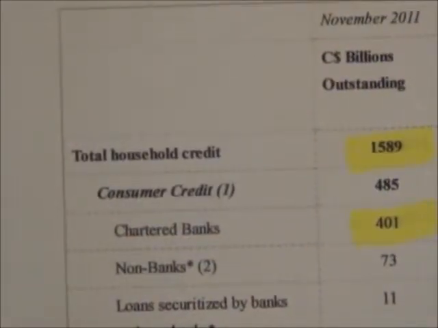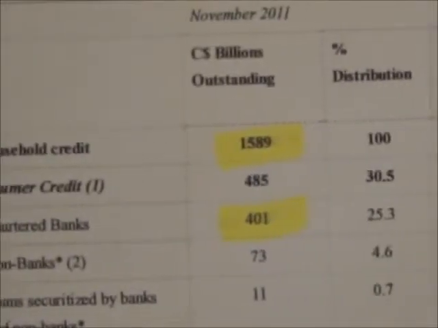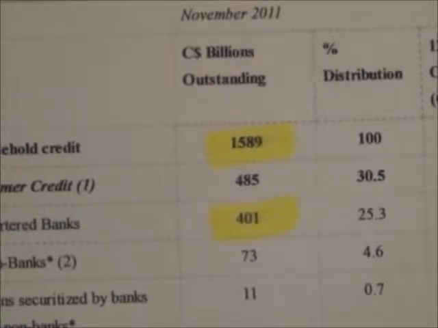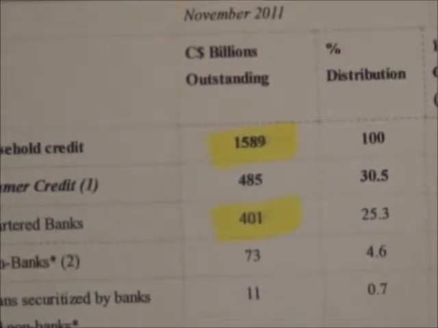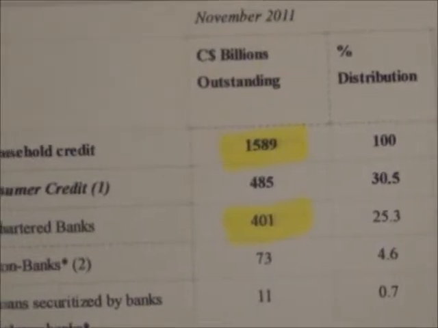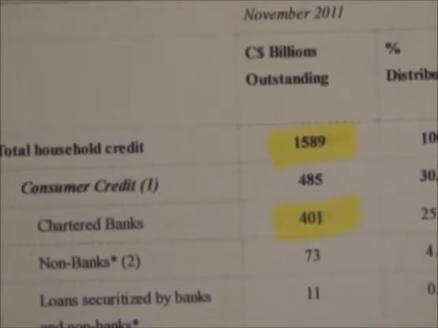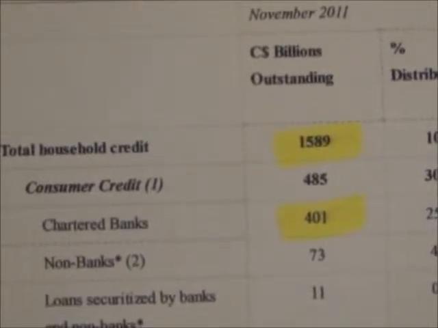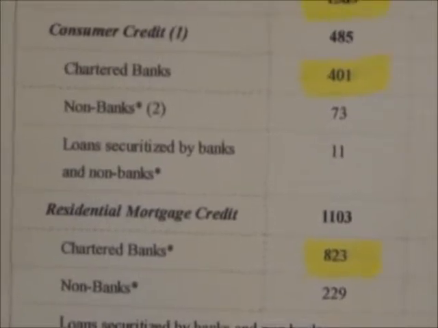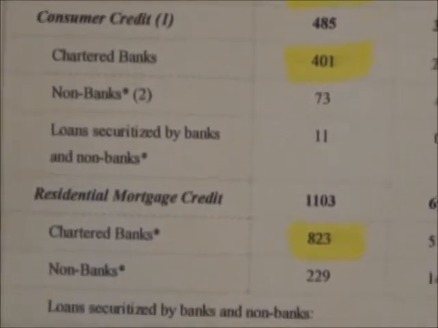Total household credit, November 2011 in Canada. The outstanding is in billions of dollars. So the total household credit is 1,589 times a billion. The chartered banks hold 401 times a billion of that amount. The chartered banks also hold 823 times a billion of the residential mortgage credit.